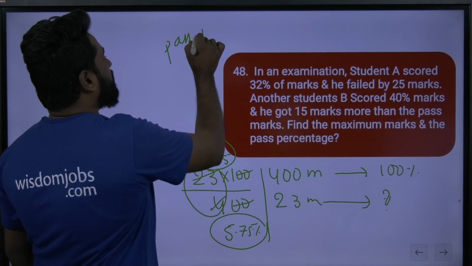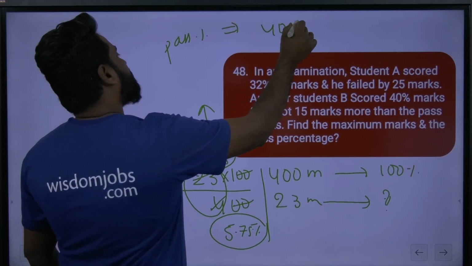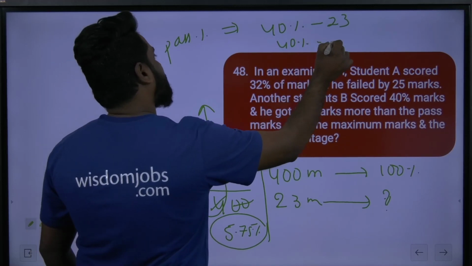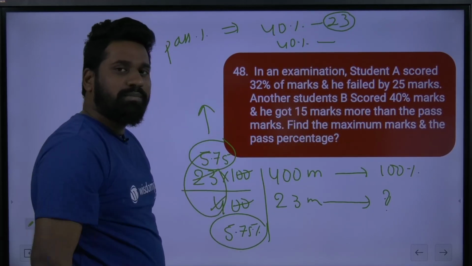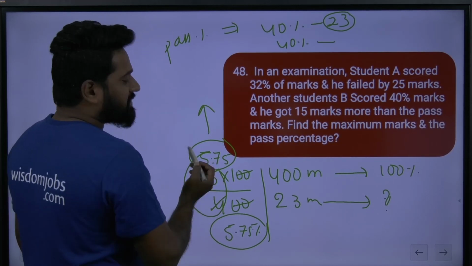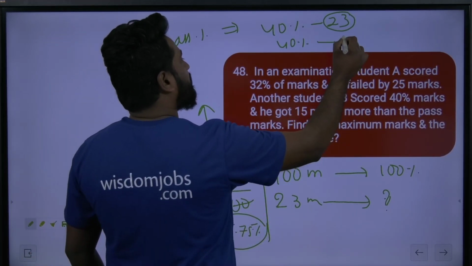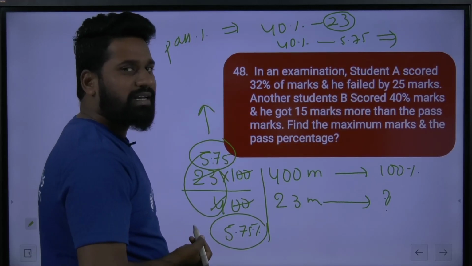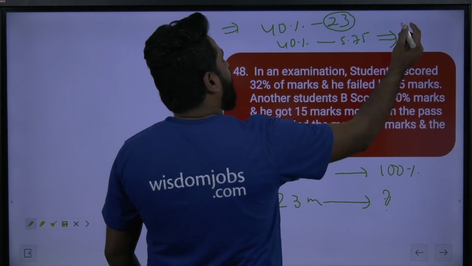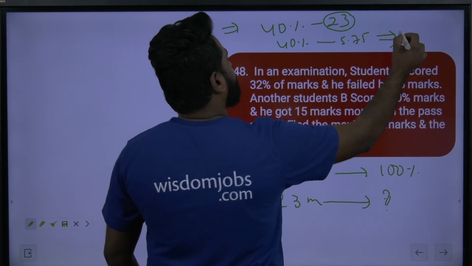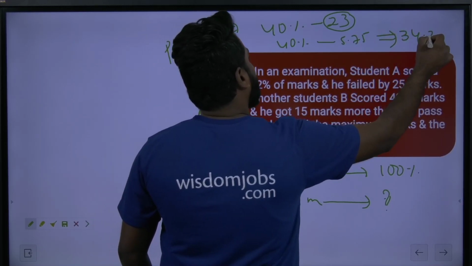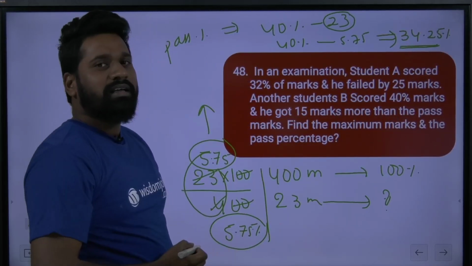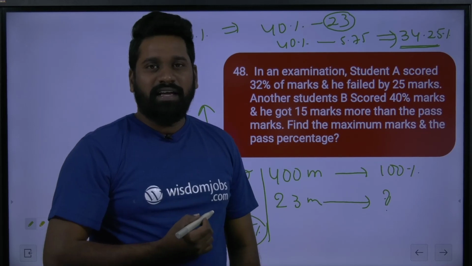So coming to pass percentage. Pass percentage is equal to 40% minus 23 marks. That is 40% minus, in place of 23 marks, you can write this percentage, 5.75. So our answer becomes how much? 40% minus 5.75, which gives you 40 minus 6, that is 34.25%. That indicates the pass percentage of the examination.